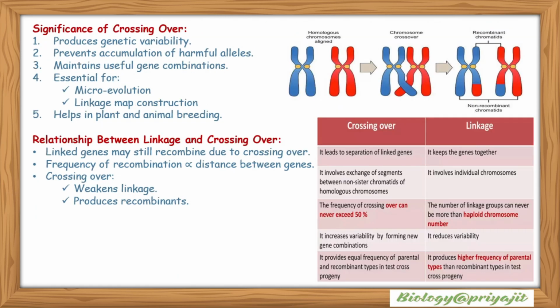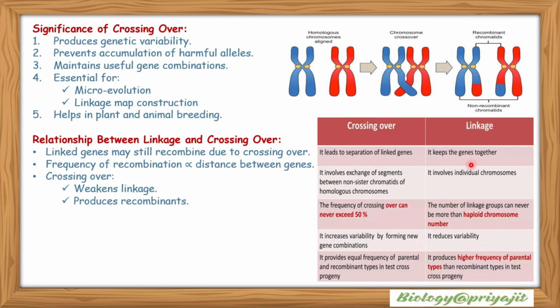Significance of crossing over: we know crossing over produces genetic variability, prevents accumulation of harmful alleles, maintains useful gene combinations, and is essential for microevolution and linkage map construction. They help in plant and animal breeding. Relationship between linkage and crossing over. Linked genes may still recombine due to crossing over, so their frequency of recombination is proportional to the distance between genes. Crossing over weakens linkage and produces recombinants.